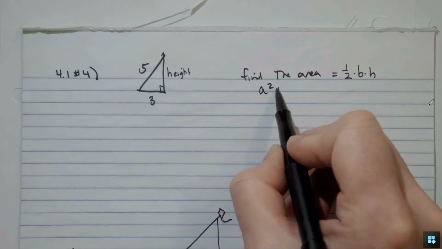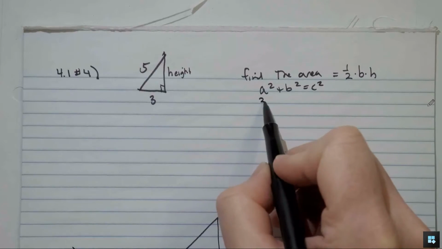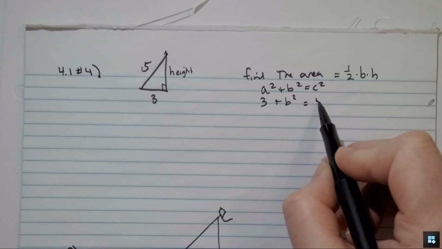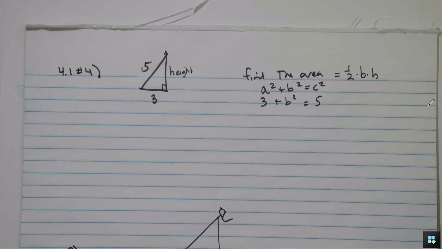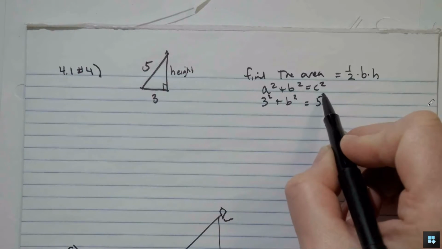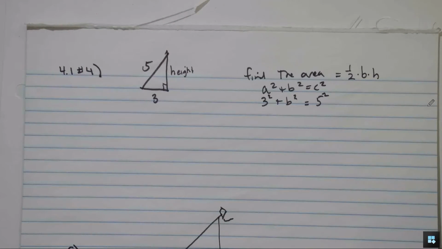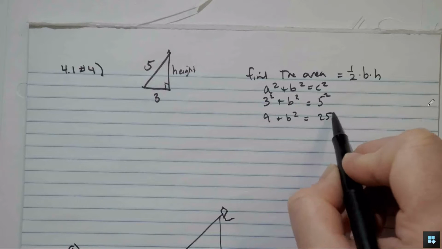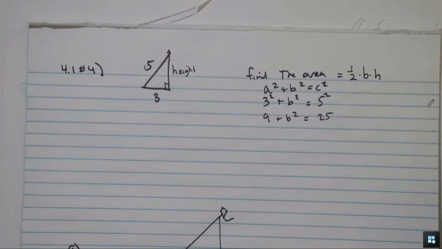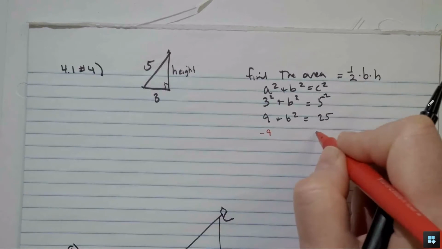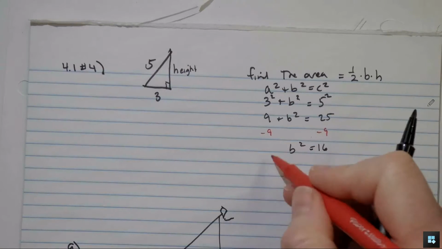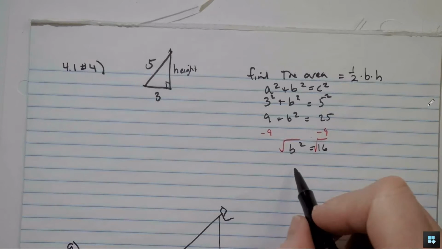So in the a squared plus b squared equals c squared, the a is a 3, or that could be b. The b is unknown, and c is 5. So a or b can switch places, but the c has to be the hypotenuse, in this case 5. So you have 3 squared, which is 9, 5 squared, which is 25, and then we'll subtract 9 from both sides of the equation. So b squared is 16, and then we'll take the square root of both sides of the equation. So the square root of 16 is 4.